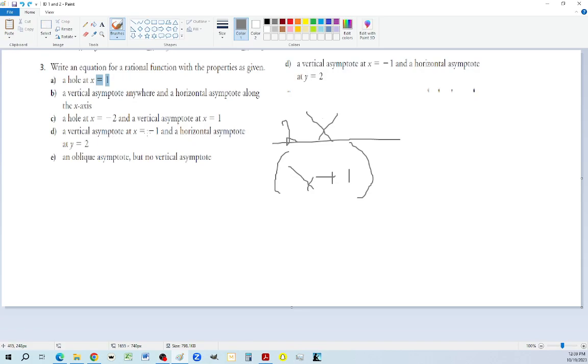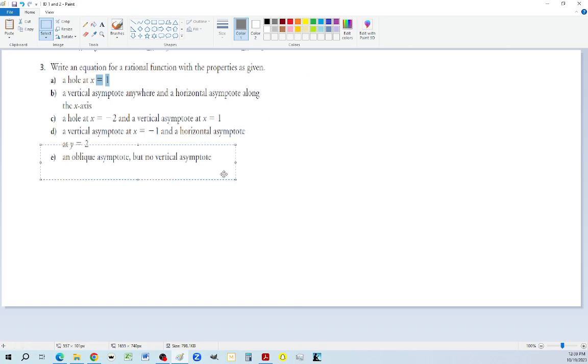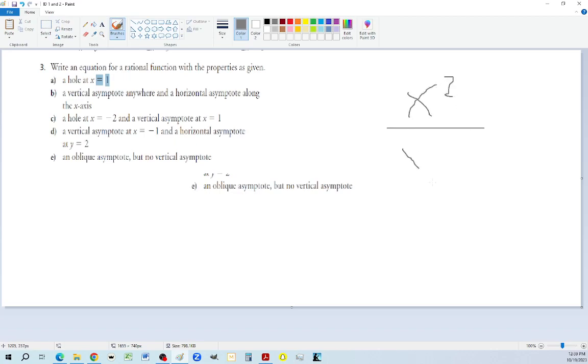And then an oblique asymptote with no vertical asymptote. So that's quite simple. Oblique asymptote just means that I will have a degree on top that's higher than the bottom. So let's just start with x squared up here and x down here. And that one right there won't have a vertical asymptote because the x will cancel out and create y is equal to x with a hole at x is equal to 0.